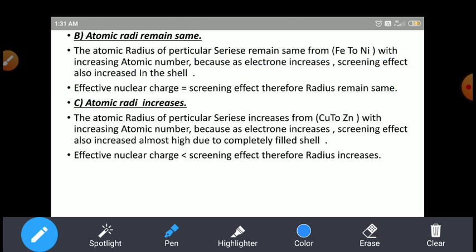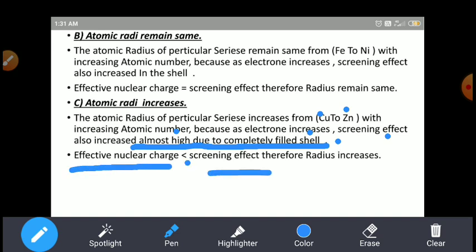Okay. Next, the atomic radii increase here. Atomic radii increase from copper to zinc with increasing atomic number, because the electrons increase and the screening effect also increases. The screening effect is almost high due to the completely filled d orbitals. Therefore the effective nuclear charge is less than the screening effect. So atomic radius increases here.